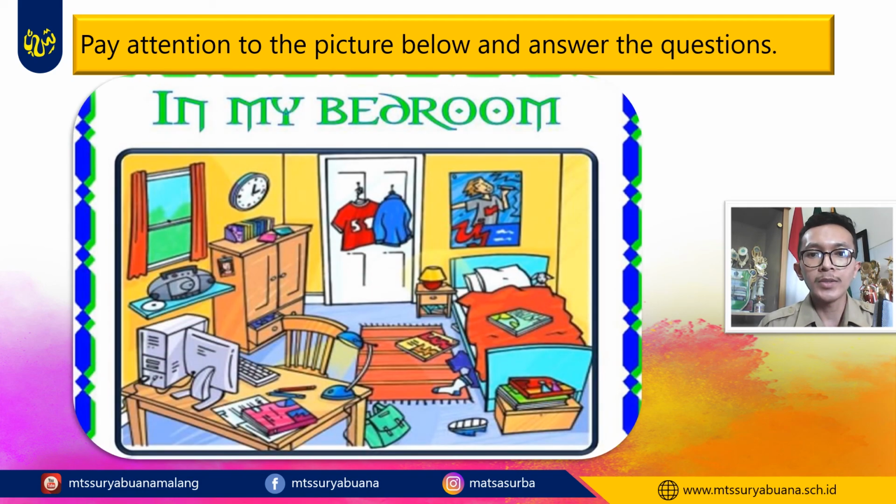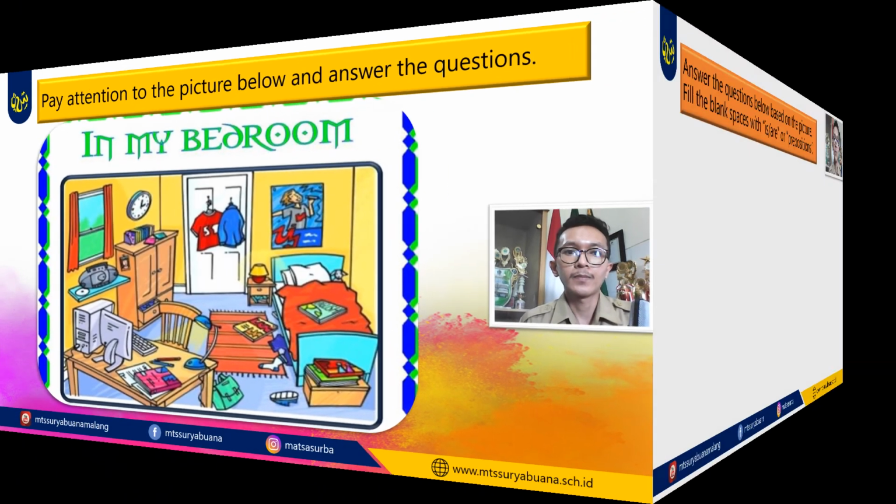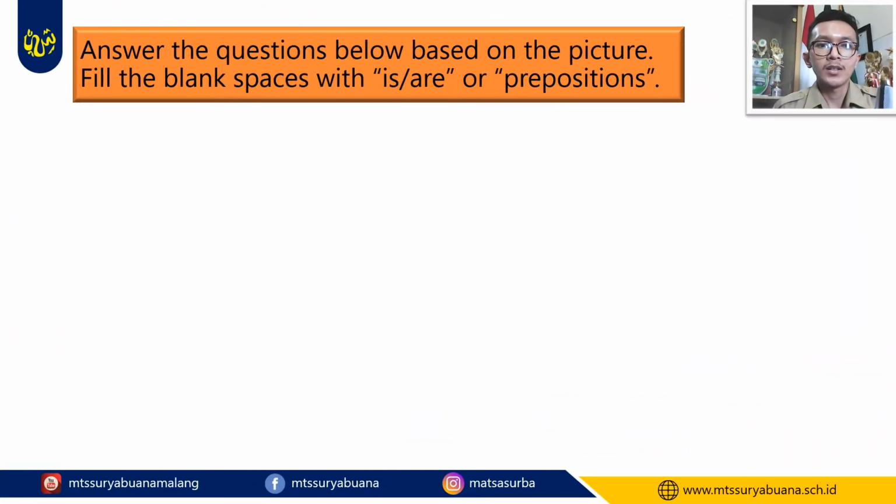Alright, pay attention to the picture below and answer the question. Here I have a task for you, but before you do the task, please pay attention to this picture of a bedroom. The title of this picture is In My Bedroom. Please pay attention to every single thing inside this bedroom before you do the task. Answer the question below based on the picture. Fill the blank spaces with is or are or prepositions.